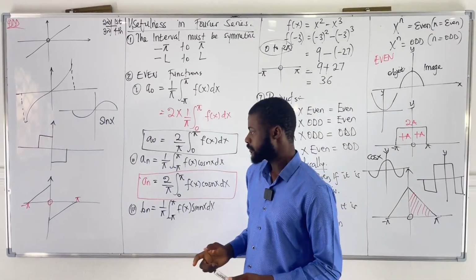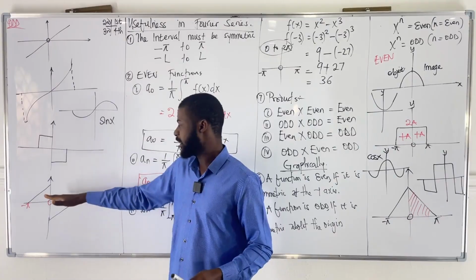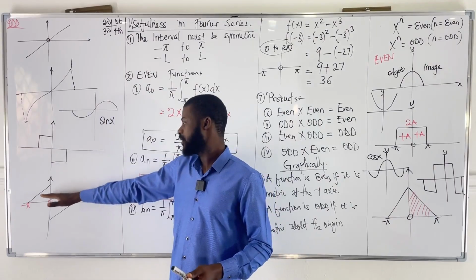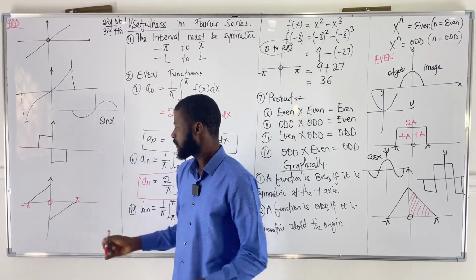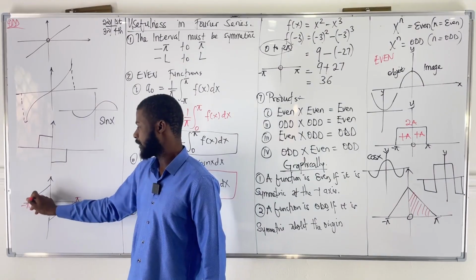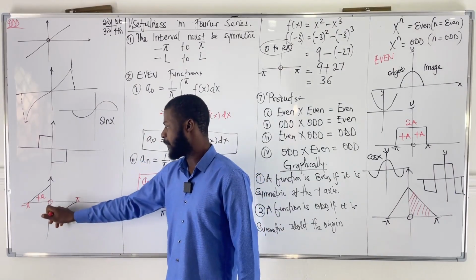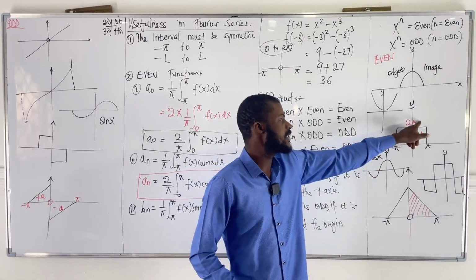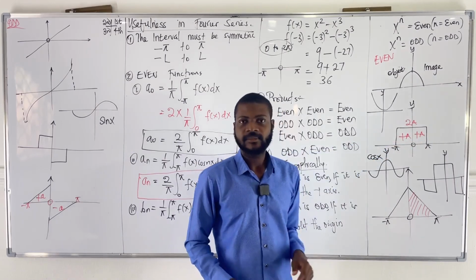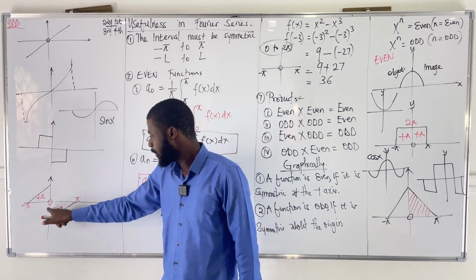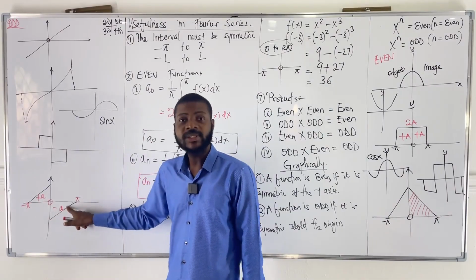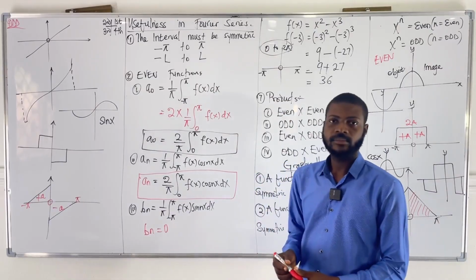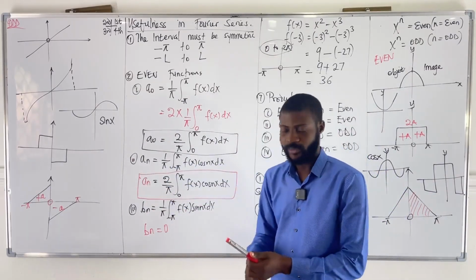Now here's the thing. I told you before that the area above the x-axis is positive. The area below is negative. Now since this is above, this will be plus a. Since this is below, this will be minus a. Now let's think of it this way. The reason this part is 2a is because a plus a is 2a. But here, this is a minus a. A minus a is what? 0. So this here, b sub n, is equal to 0. Because the area is going to be 0.